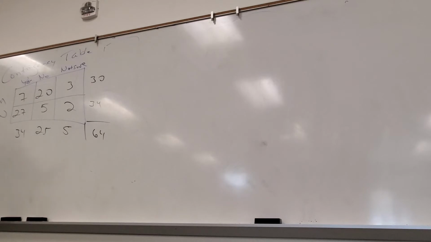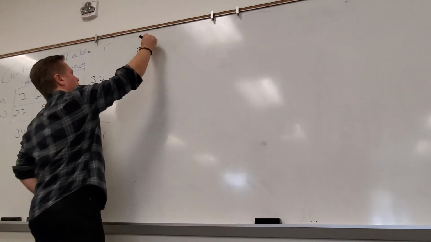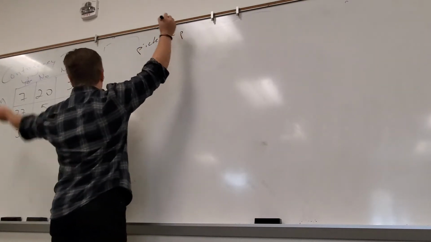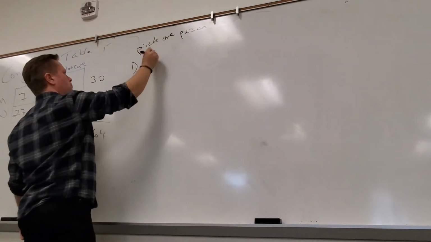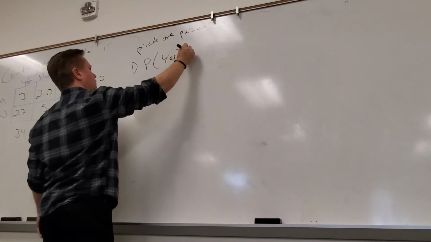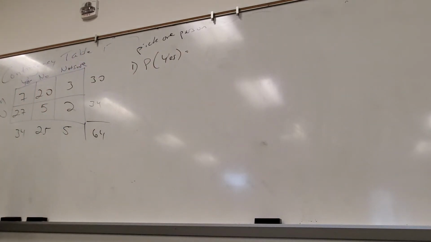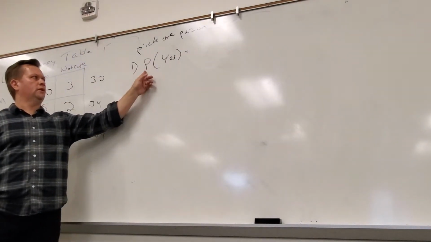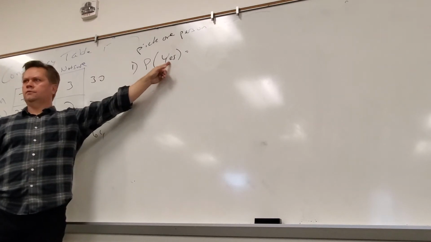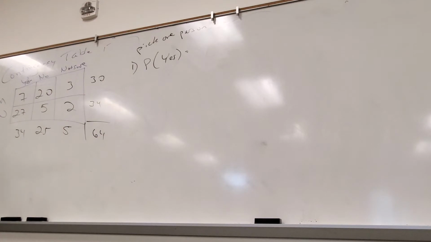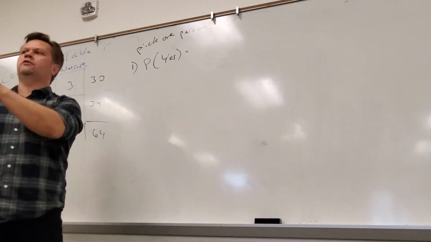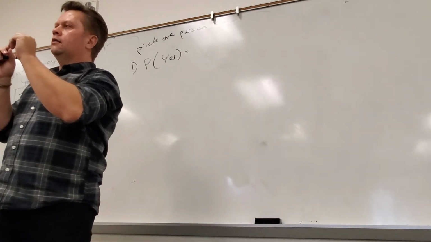So if I pick one person at random from this group, what's the probability that they said yes? This is how I represent the probability of an event. Careful. I like what you're thinking. 34 out of 64.